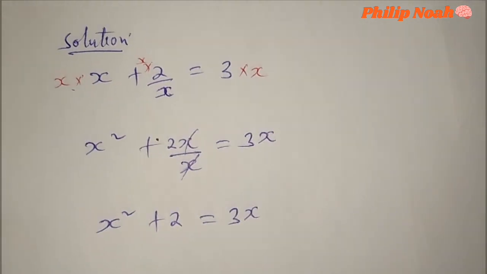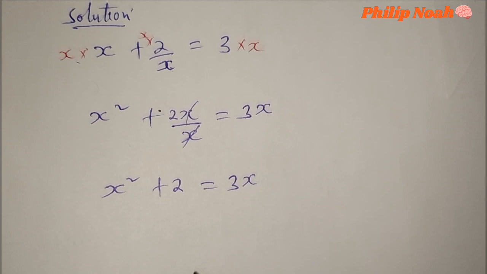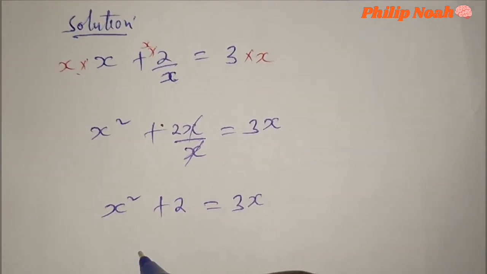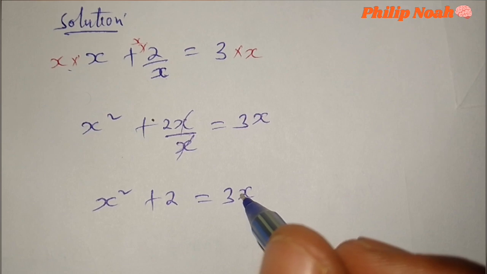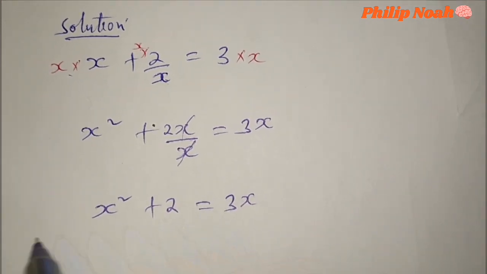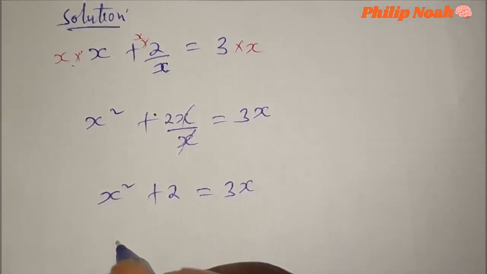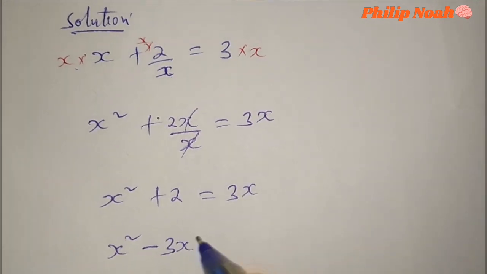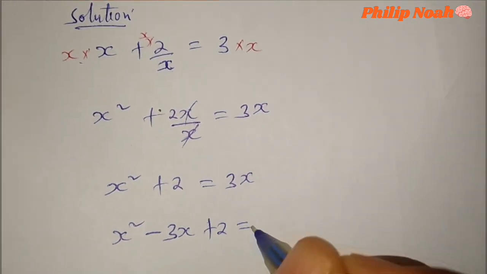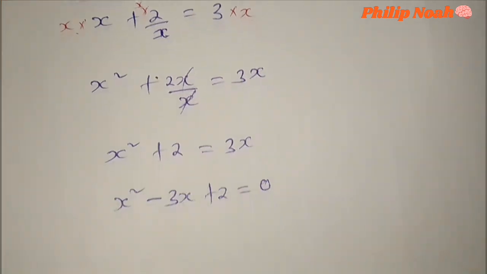Hope you understand, genius. So at this point, what shall we do again? We shall now bring this 3x on the left hand side of equal sign, and now we have x squared minus 3x plus 2 is equals to 0.